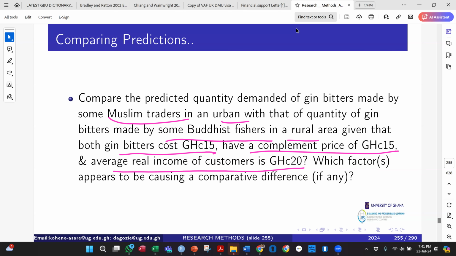Once you have compared them, tell us what is causing the difference. Which factors are driving the difference? If I look at the question here, you can clearly see that some things are the same. For example, the price of the gin is the same, so it's not causing any difference. The complement price is the same, it's not causing any difference. The income of the customers is the same, so it's not causing any difference. So what is causing the difference? Class rep.